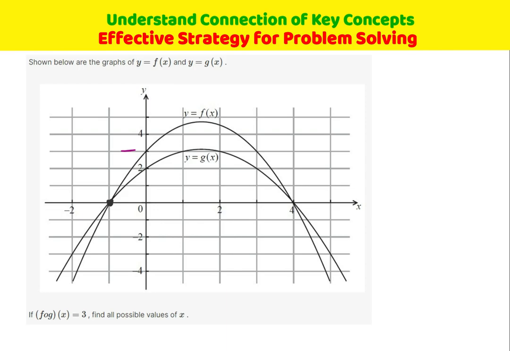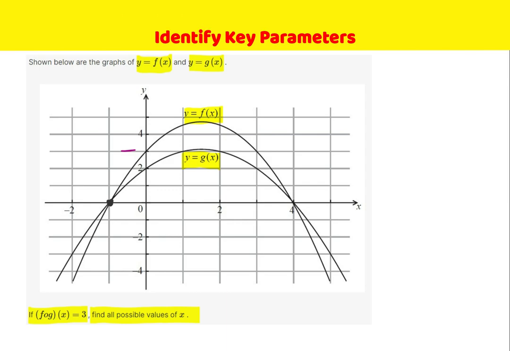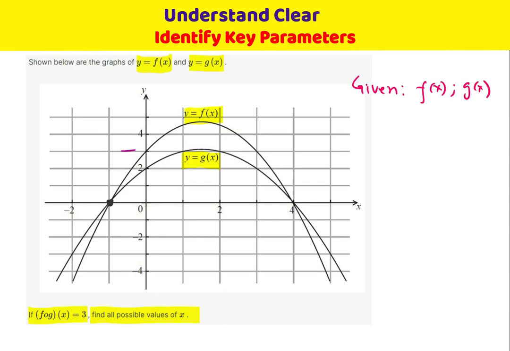The question here is: shown below are the graphs of y equals f of x and y equals g of x. The two graphs are given to us. If f of g of x equals 3, find all possible values of x. That is the question, right? So basically, we are given two functions, f of x and g of x, and f of g of x is equal to 3. Find x is the question, correct?